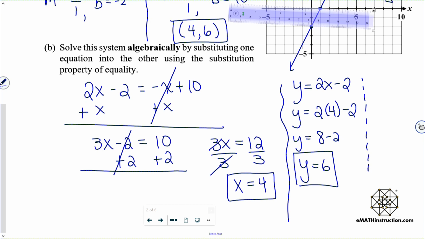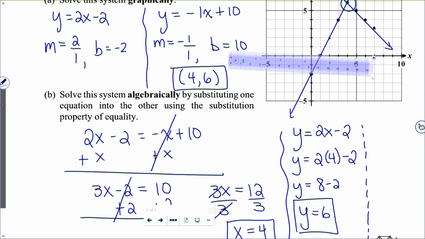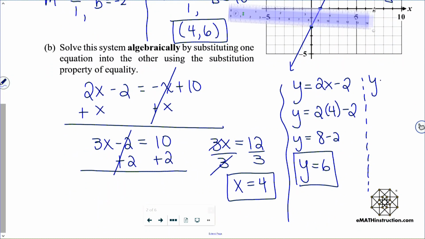Now, you don't have to do this next part, okay? But I'm going to do it anyway just to kind of show you, right? The other equation that we had was y equals negative x plus 10. This is a great check, because if I now put my x equals 4 into that equation, I can see that, in fact, y is also 6.